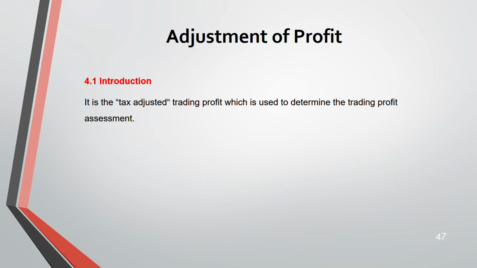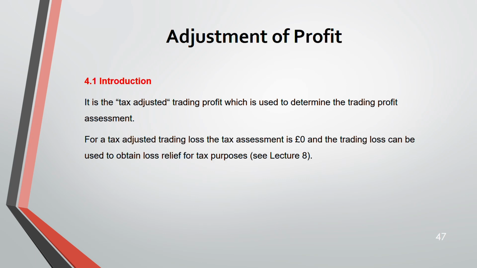So tax adjusted trading profit is used to determine the trading profit. If you have a tax adjusted trading loss, remember your tax is zero. And for this trading loss, you can obtain relief. Loss relief for tax purposes will be covered in lecture 8. In fact, there is a whole big lecture on loss relief, to claim loss relief for various types of losses, not just trading loss, capital loss. There are so many other types of losses.